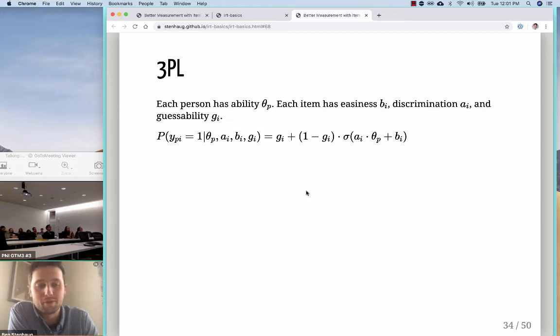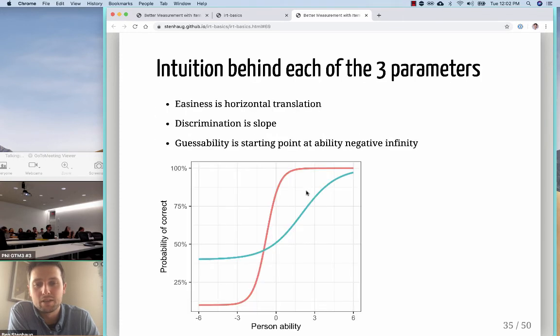So, let's look at this, and then I'll go backwards to answer your question. Guessing. So this green item has a guessing parameter of, let's call that 40%. The way you define guessability is, for a person of ability negative infinity, what's their probability of getting the item right? So it determines the starting point of this curve.